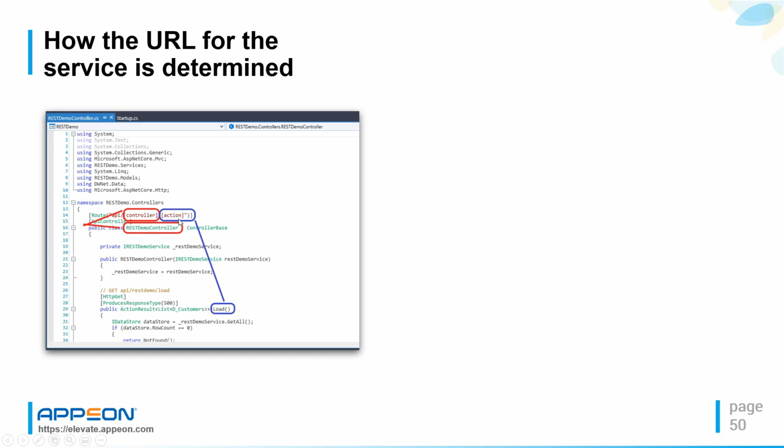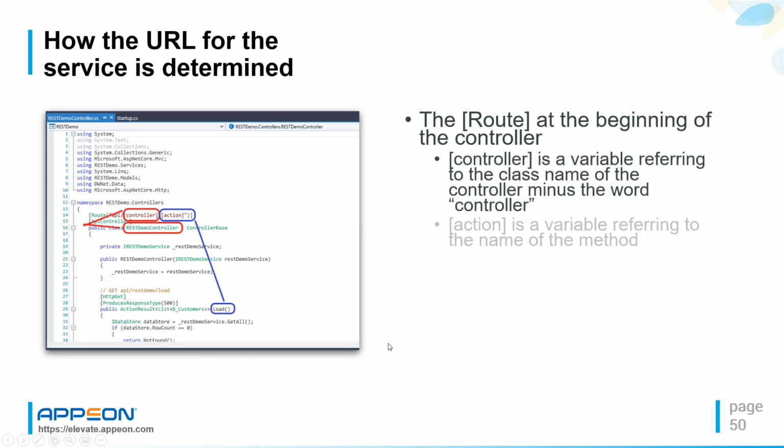Then it looks at that square bracket action, goes and finds the method name, and puts it there. So for the load method, it's api/RESTDemo/load, and my update will be api/RESTDemo/update. So that's where the URL it listens for comes from.